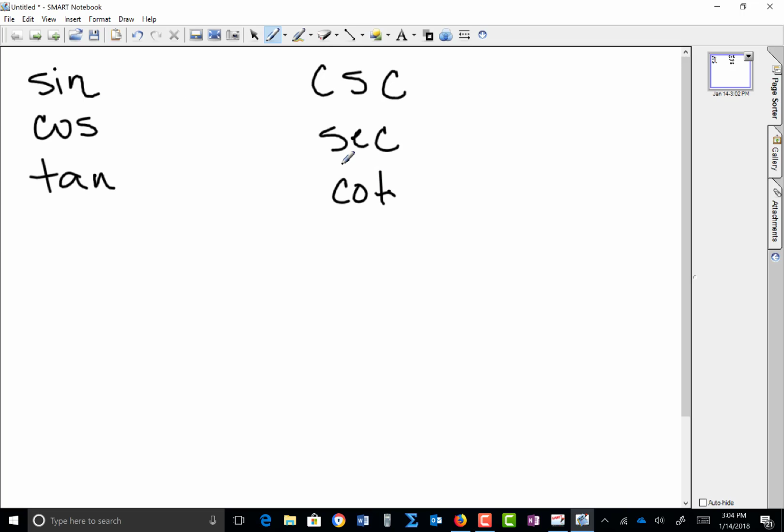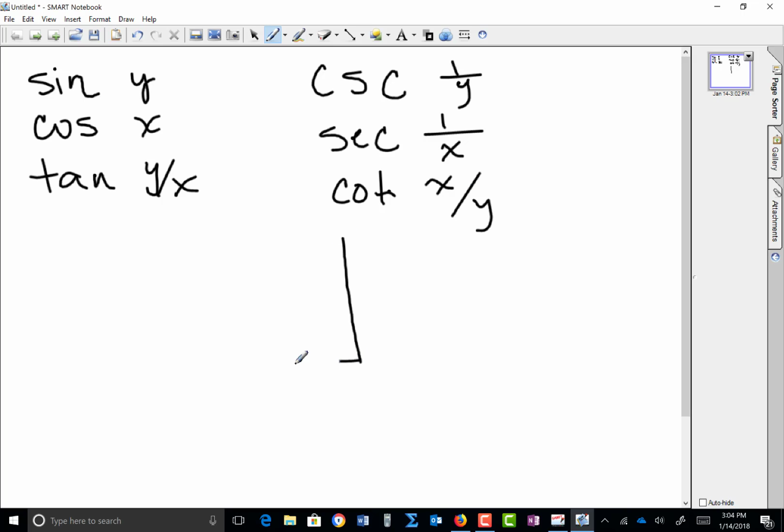You know that in the unit circle, sine is the y value, cosine is the x value, tangent is actually y divided by x, cosecant is the reciprocal of the sine, secant is the reciprocal of the cosine, and cotangent is the reciprocal of the tangent. Now, they also have other definitions when we relate them to right triangles.